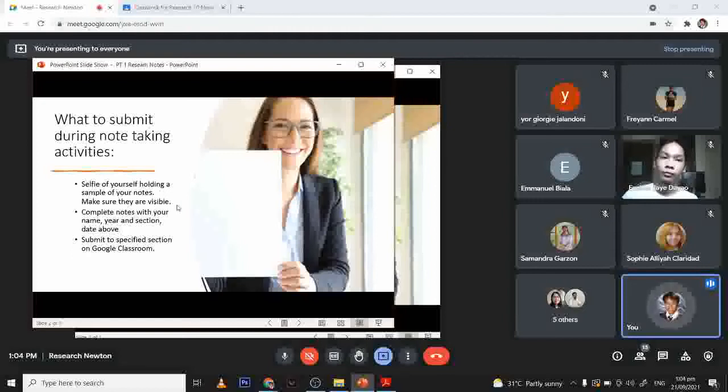The selfie is one time only. Then a picture of your notes with the written notes. Make sure it shows that you wrote them yourselves, to avoid the idea that some of you will only ask for a copy or a picture of the notes of your classmates. So I need proof, submitted in a specified section on Google Classroom.